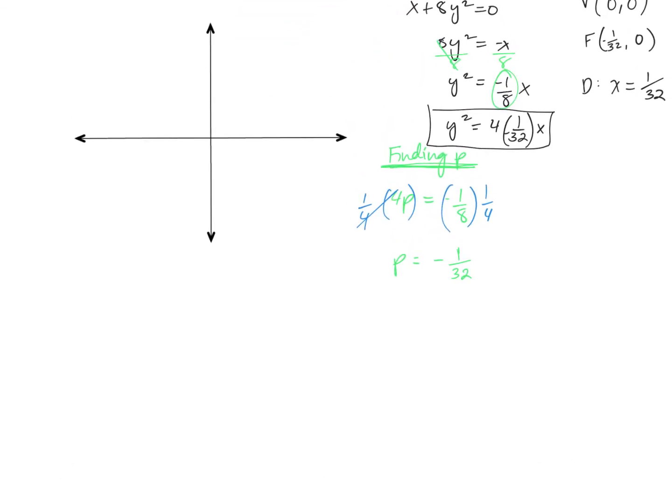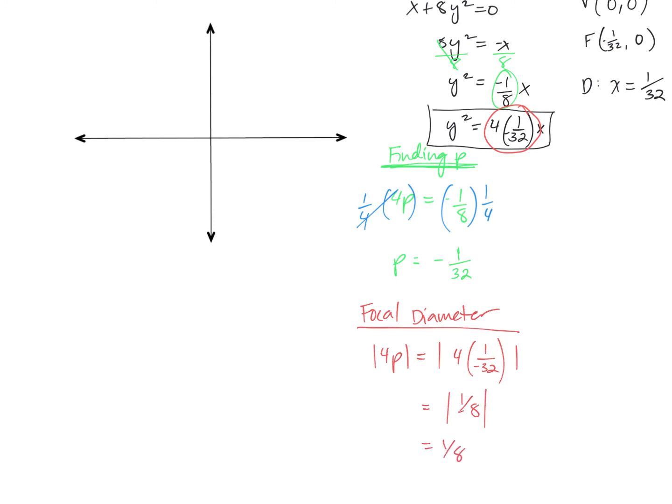Well, the focal diameter, let me go ahead and write this down, focal diameter. That's supposed to be the absolute value of 4 times p. Well, the absolute value of 4 times p, this is 4 times p right there. It'll be 4 times the 1 over negative 32. So that is going to equal the absolute value of negative 1/8, which is 1/8.